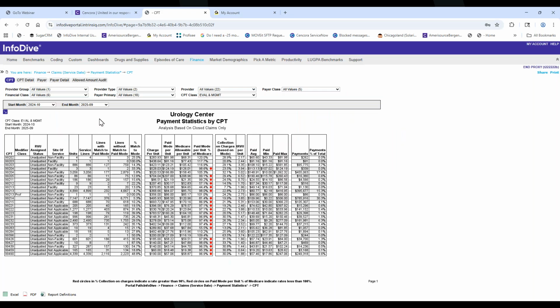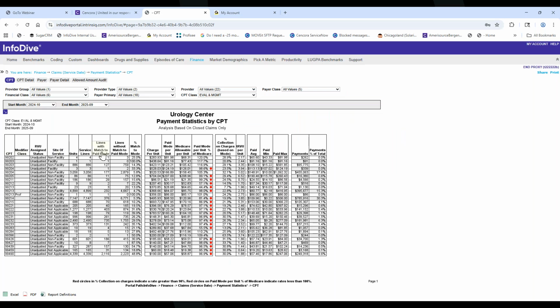Now this is going to default to the CPT class of evaluation and management codes. It defaults to 6 months, but because we've been looking at everything for the recent 12, I went in and changed this to the recent 12 months. So I've got October through September. And this is going to default to CPT code order.